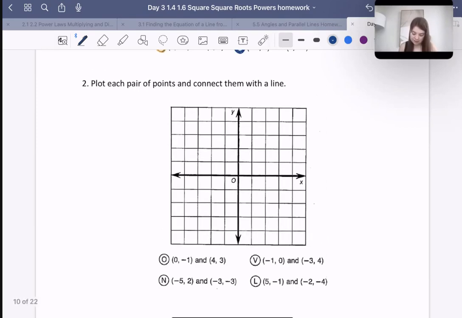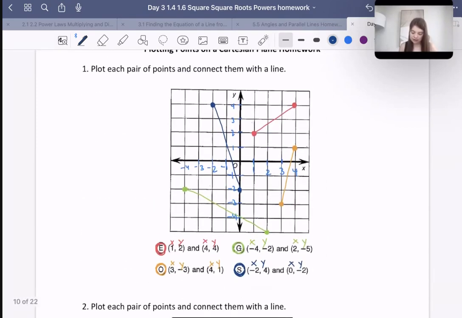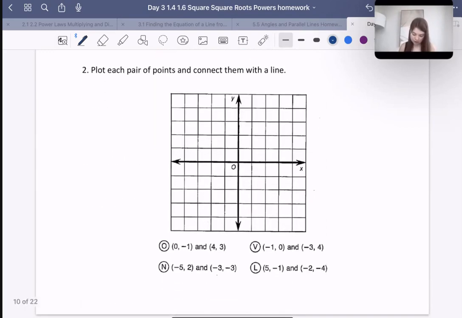But yeah, that's basically the point of these, to take a look at what the x value is, see whether we go left or right and by how many. And same with the y value, it tells us how much we go up or down, and then we plot the point in that space. So let's move on to number 2.